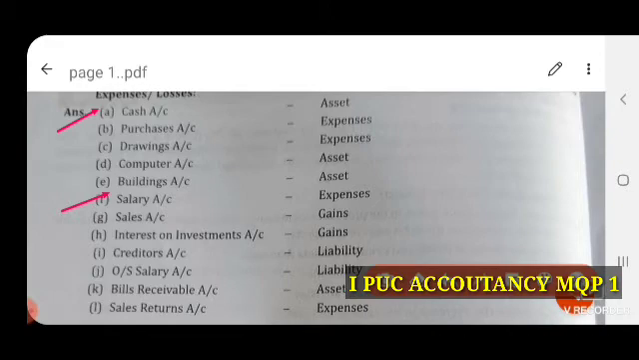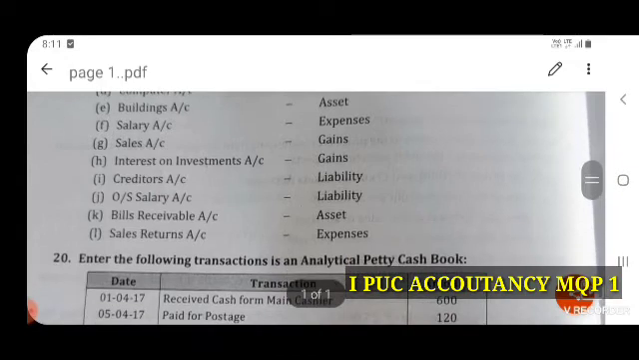Interest on investment is an income, creditors is a liability, outstanding salary, that is unpaid. What the owner has not paid is a liability. Bills receivable is an asset, sales return is an expense. So this is the first 6 marks question.